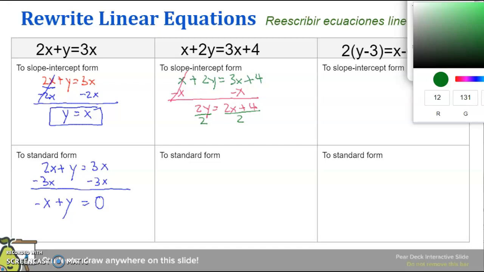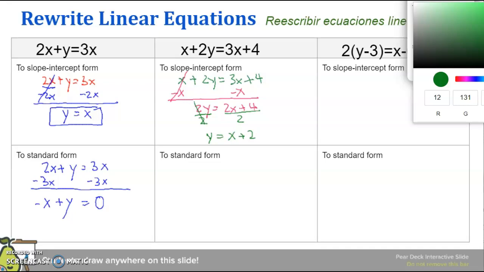So you get y is equal to 2x divided by 2 is just 1x. 4 divided by 2 is just 2. Y is equal to x plus 2. So it's 1x plus 2, or the slope is 1, the y-intercept is 2.